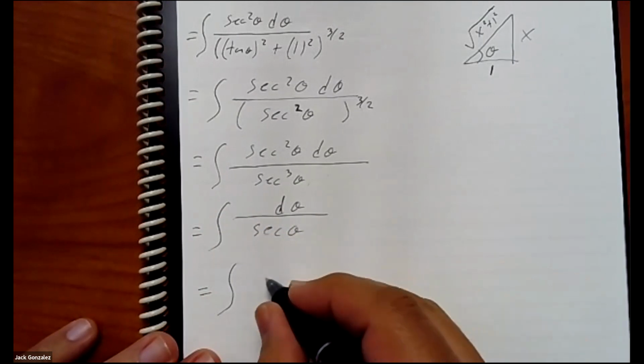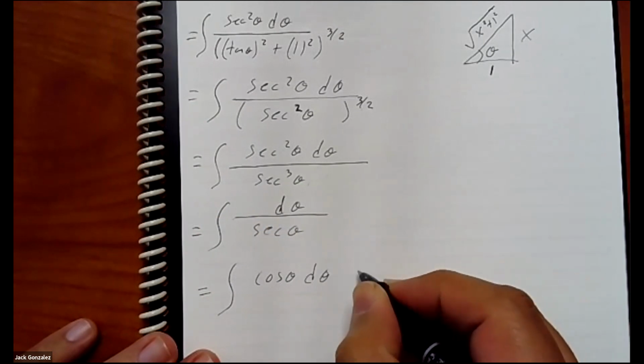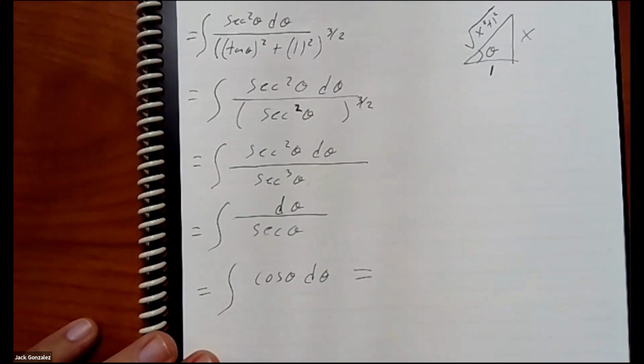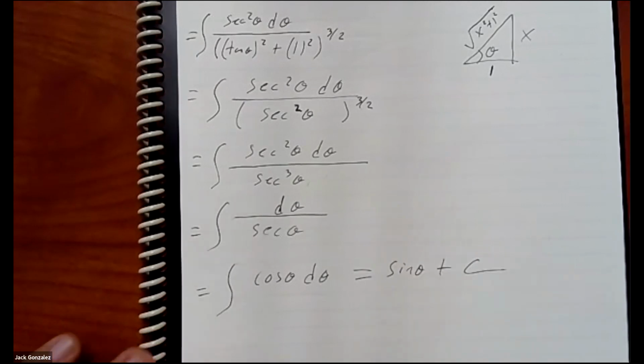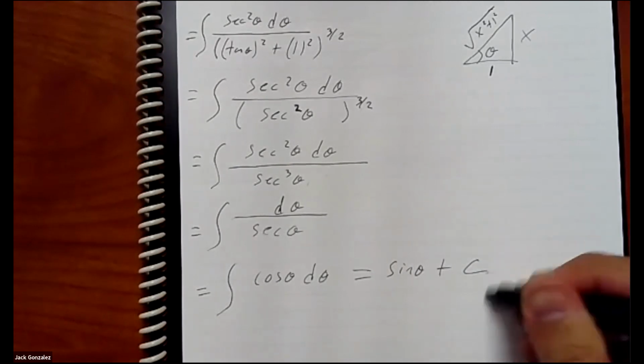Cosine, right? That's cosine. And we know the integral of cosine is sine. So sine theta plus c is our answer, but we don't need sine.